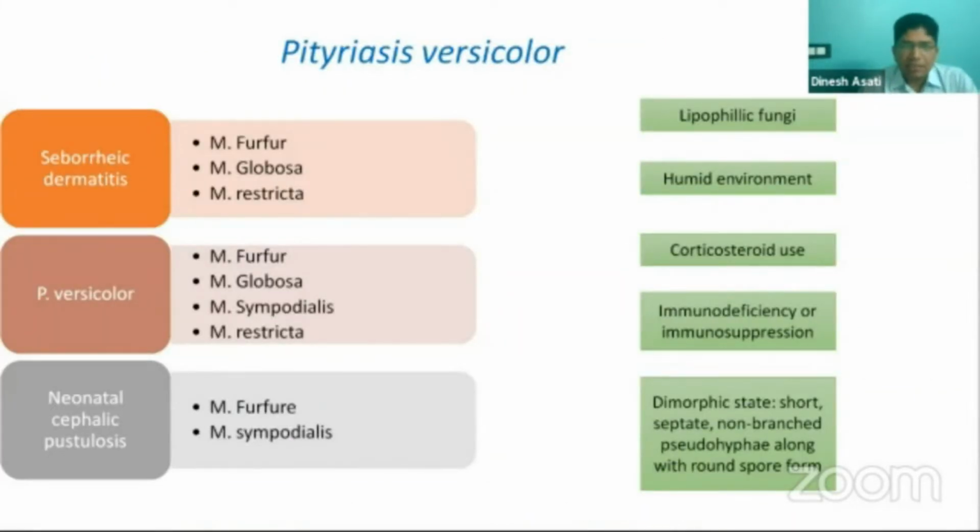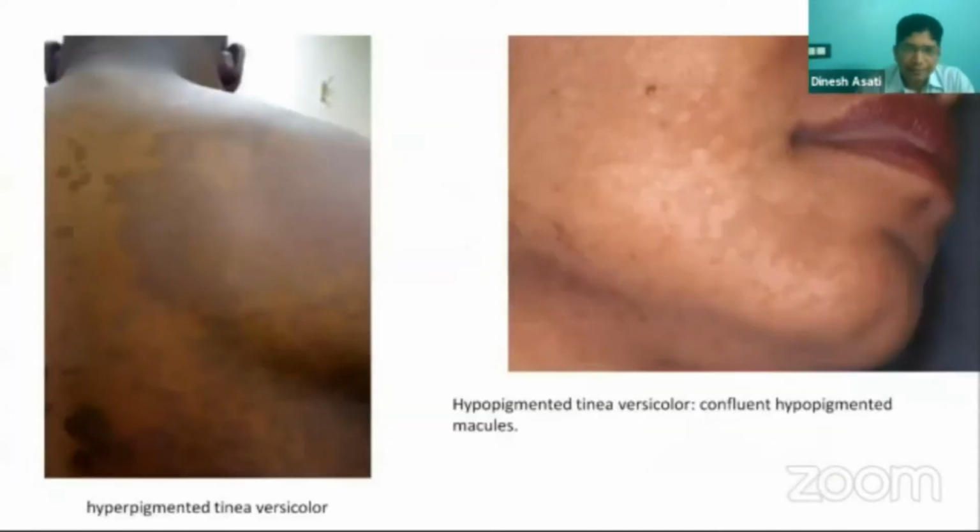The next common one is Pityrosporum. This is a very, very common infection in the general population. It can cause seborrheic dermatitis. It can actually aggravate seborrheic dermatitis. It can cause the typical presentation of pityriasis versicolor, and it can sometimes cause pustules and folliculitis. So we will see how it looks.